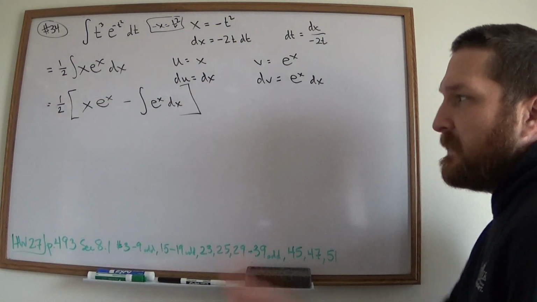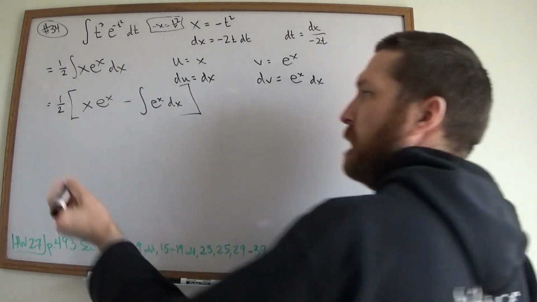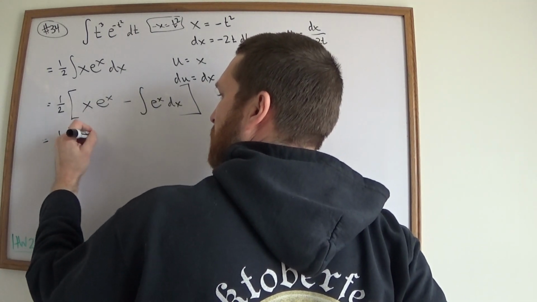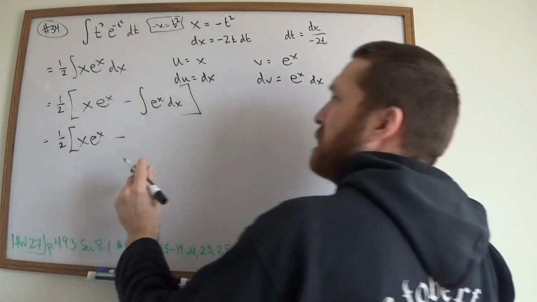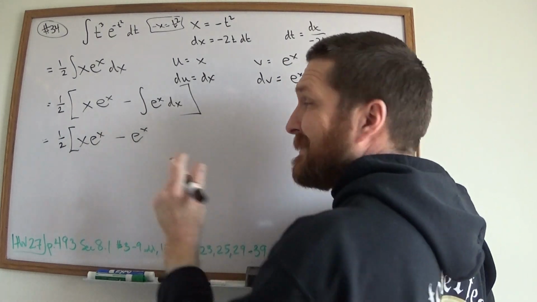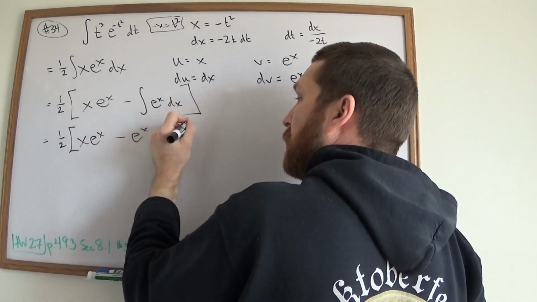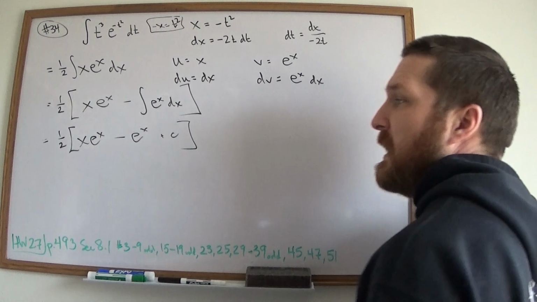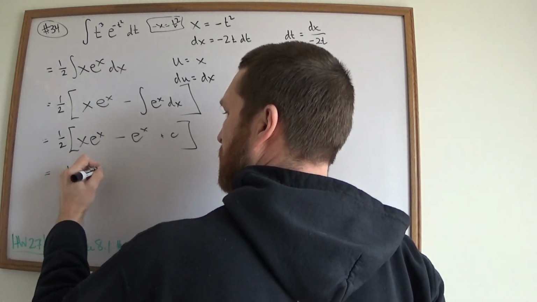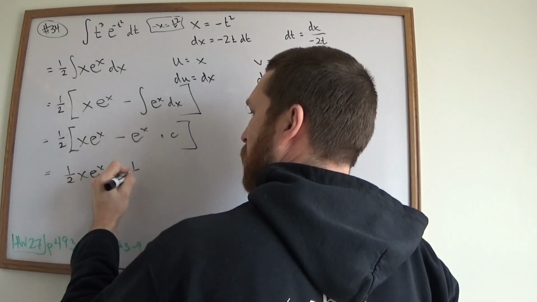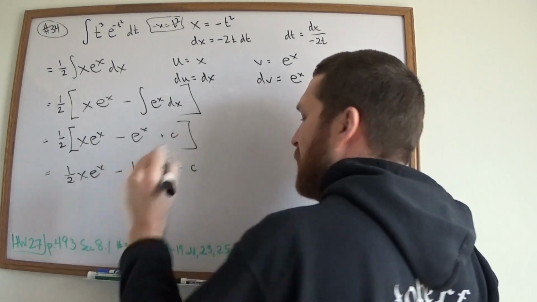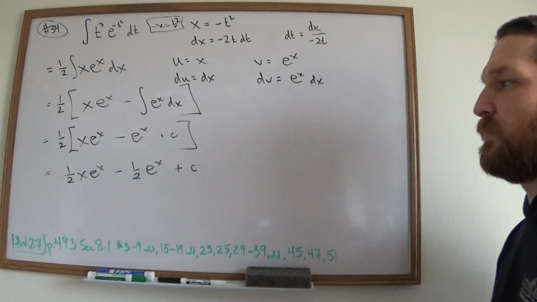So that's quite simple to do. This is 1/2 times x e to the x minus antiderivative of that is just e to the x plus a constant. Now we just distribute that half and let's see what we get. That's 1/2 x e to the x minus 1/2 e to the x plus a half of a constant. It's still just a constant, so we should be good there.